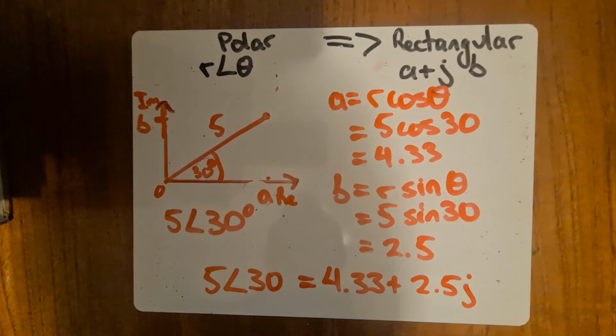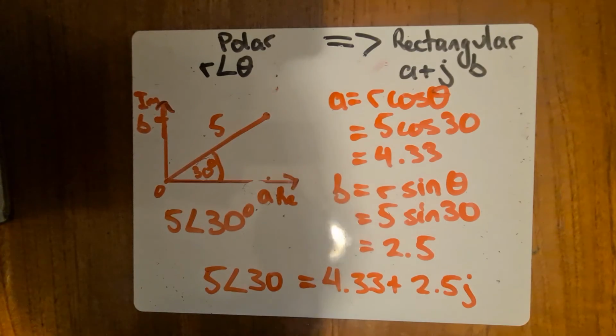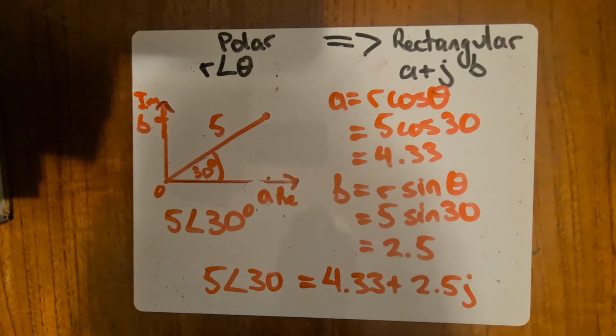To get the resistive element of the voltage, you multiply the cosine of the phase by the RMS voltage. To get the reactive part of the voltage, you multiply the sine of the phase by the RMS voltage.